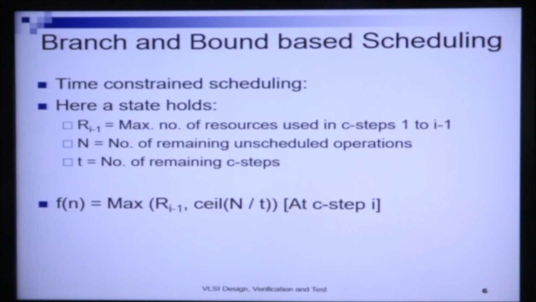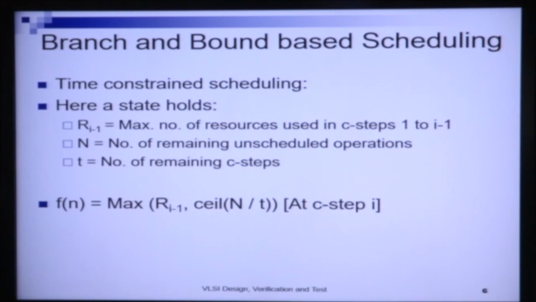Because if that many resources have already been used from the initial state to the current state, that many resources will at least be required. Because we have already used, in certain time steps, 3 resources in parallel, let us say. So 3 resources will be required in the solution.